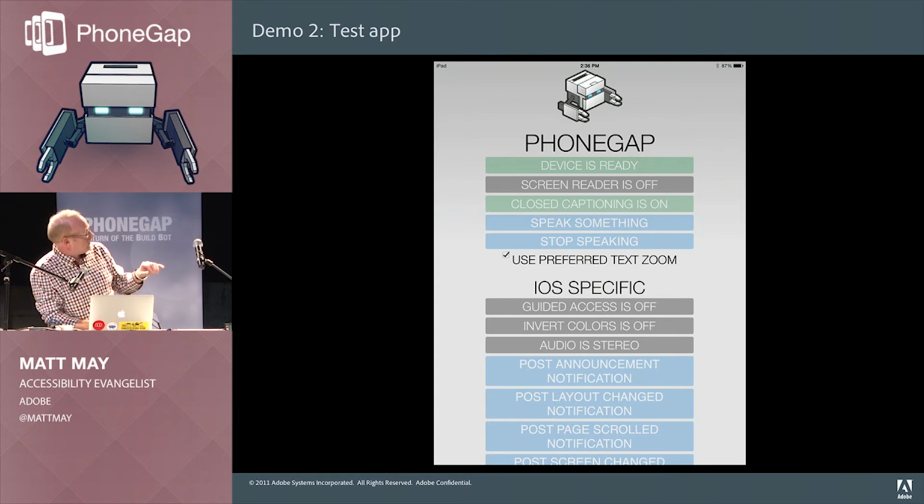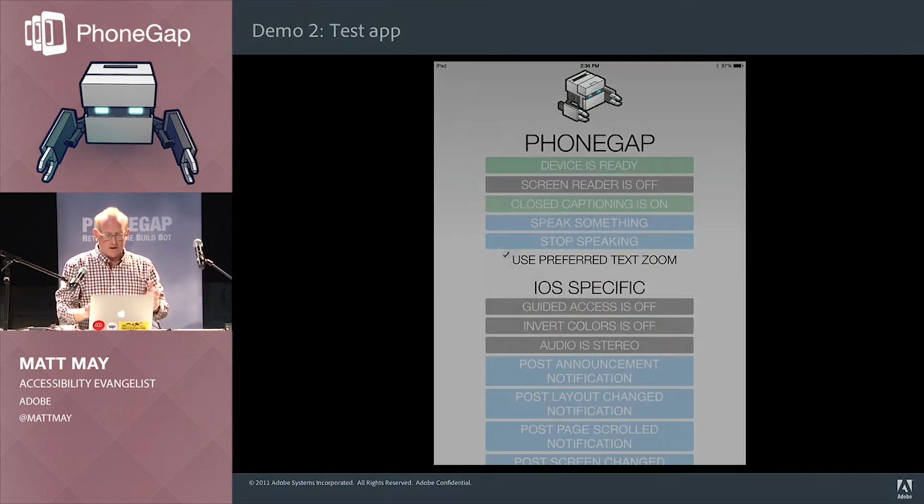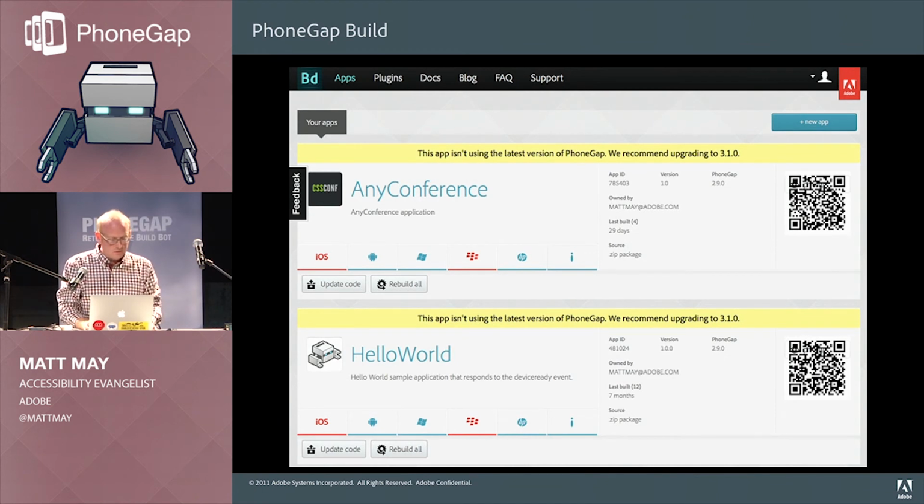So whether the screen reader is running, or to be able to post an announcement so that you can hear how that works. And again, you can use this in PhoneGap Build. That's all available to you. Just import the PhoneGap mobile accessibility plugin, and all of this content is available to you.